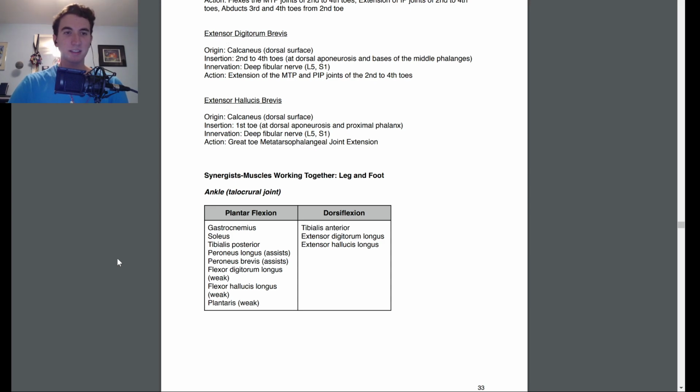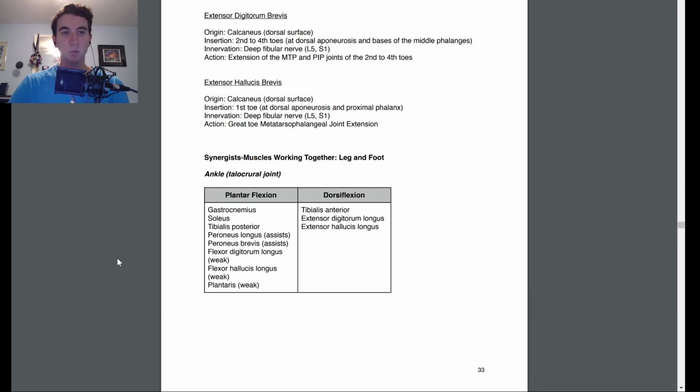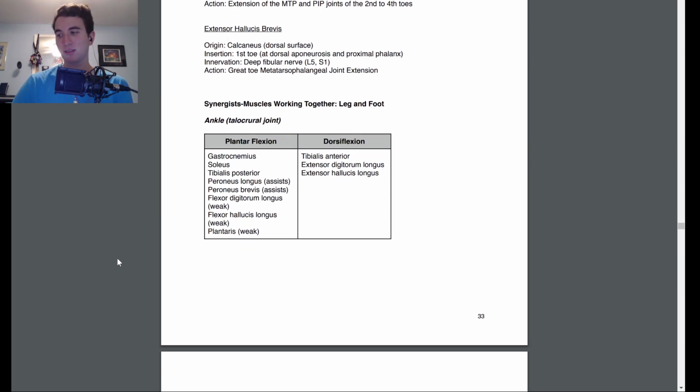Then we have the extensor hallucis brevis, which originates at the calcaneus, the dorsal surface, and inserts at the 1st toe at the dorsal aponeurosis and proximal phalanx. Innervation is caused by the deep fibular nerve coming from L5 and S1, and the action is the great toe metatarsophalangeal joint extension. The synergists for the leg and foot in this chart are next.